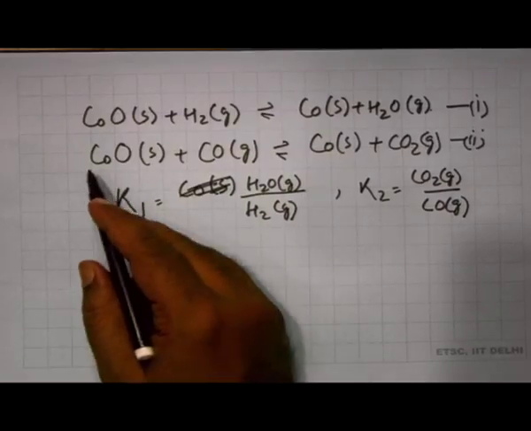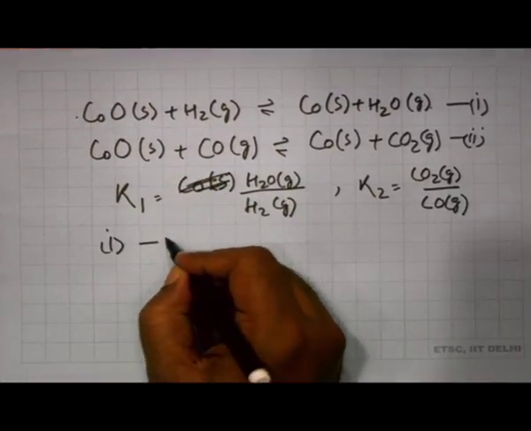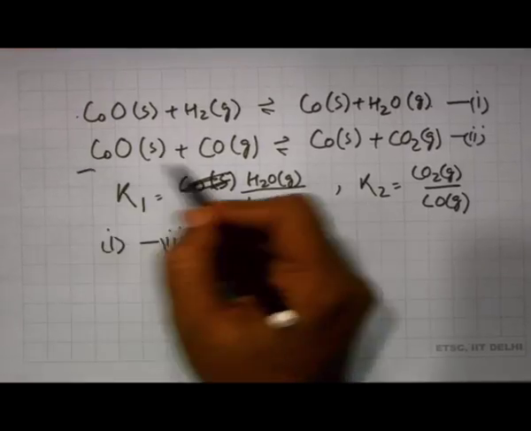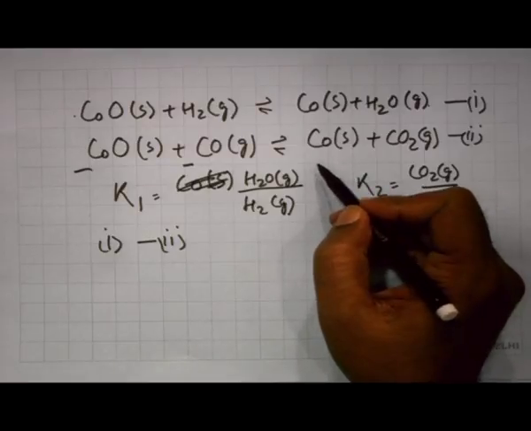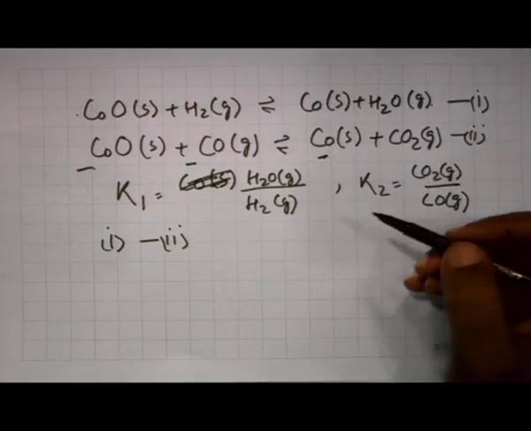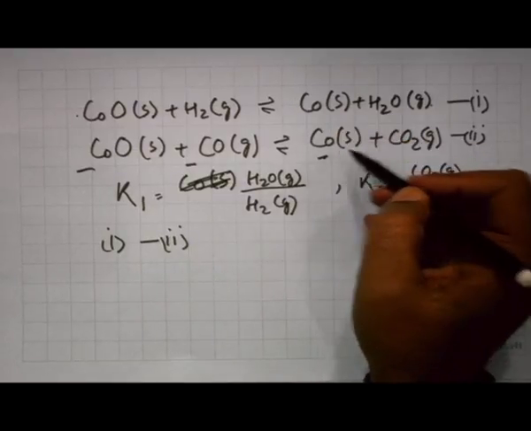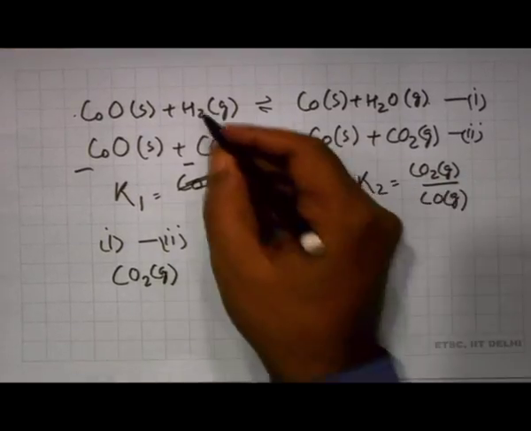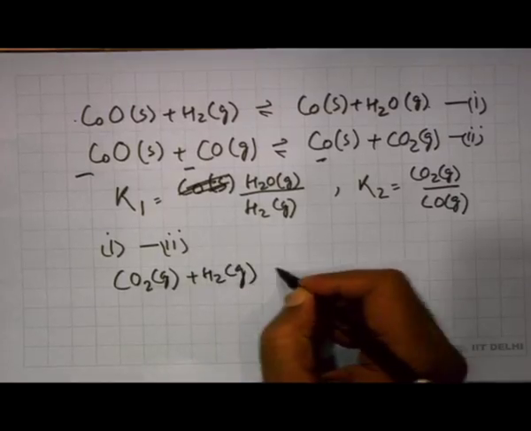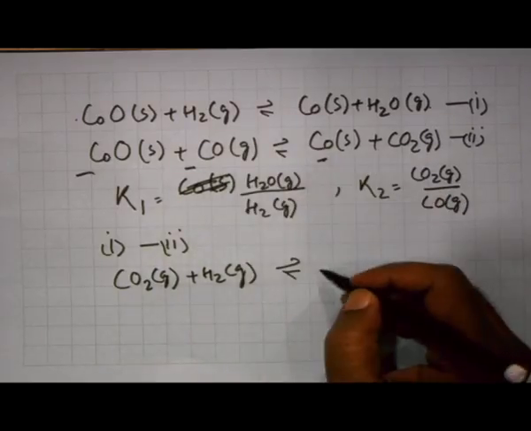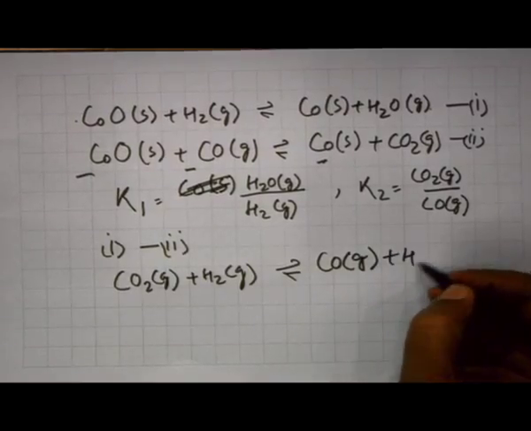Now, if we take 1 minus 2, what we are going to get is your CO2. So, you take minus this minus, and this is your CO. So, this will be minus, and you are going to get CO2 gas this side, CO2 gas plus H2 gas giving you, this is minus CO, so CO will come this side, CO gas plus H2O gas.